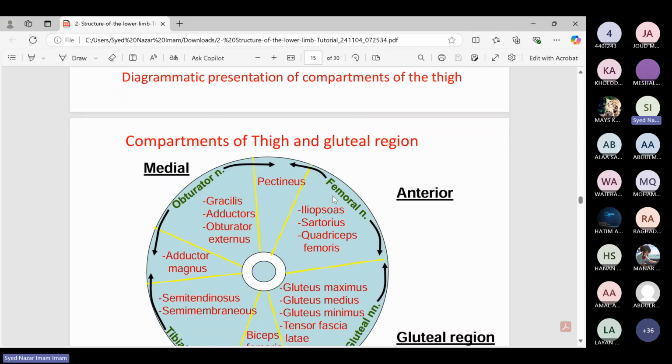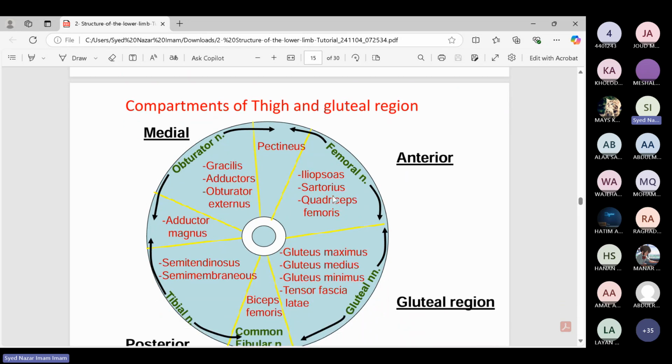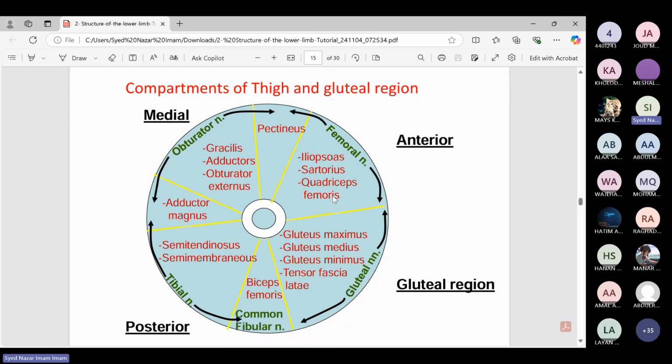Before that, we have also one region just above the upper part of the posterior compartment of the thigh, and that is the gluteal region. As I told you, the thigh consists of two regions. One is the thigh proper, which has three regions: anterior, medial, and posterior. And then we have also the gluteal region. The gluteal region is just above the posterior part of the thigh.